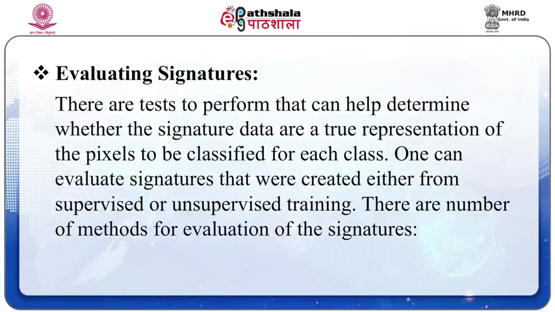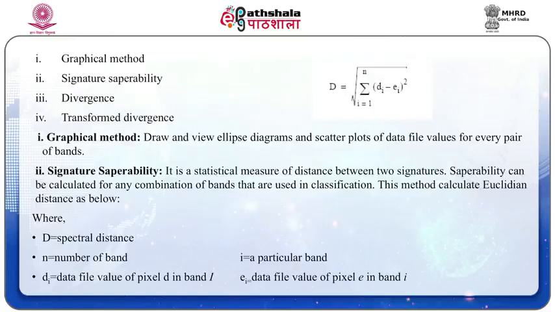Now, evaluating signatures. There are tests to perform that can help determine whether the signature data are a true representation of a pixel to be classified for each class. One can evaluate signatures that were created either from unsupervised or supervised training. There are a number of methods for evaluation of the signatures. The first is graphical, then signature separability, then divergence, then transform divergence.